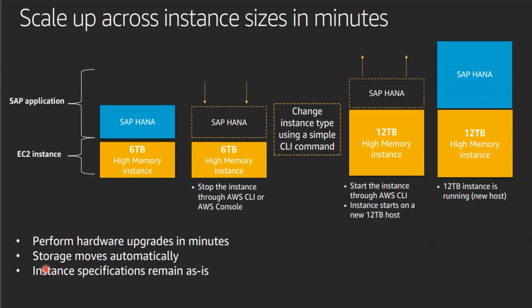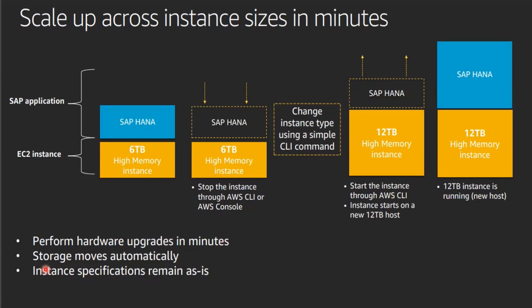The first thing that you should do is stop the EC2 instance, the current SAP HANA instance. You should stop it through console or CLI. Then change the instance type, select the bigger instance, and then start the instance again using command line or console, and you're up and running. So you see, it's so easy, and it gives the customer flexibility to go big anytime.